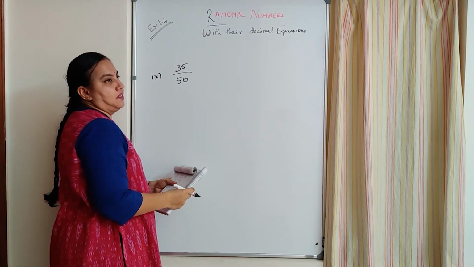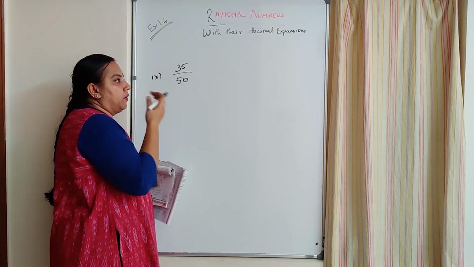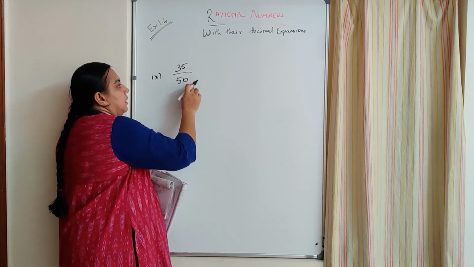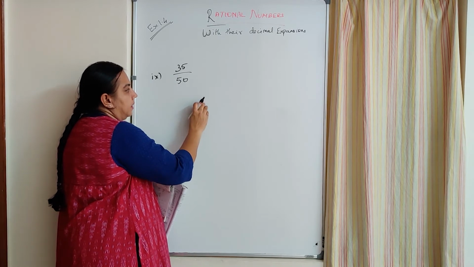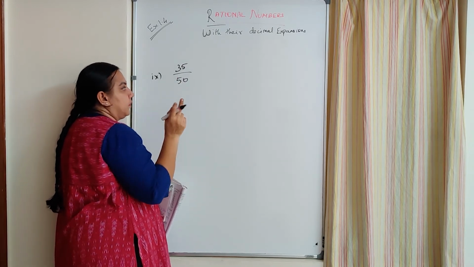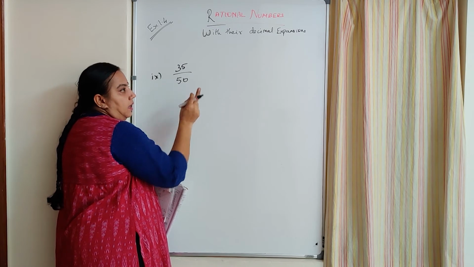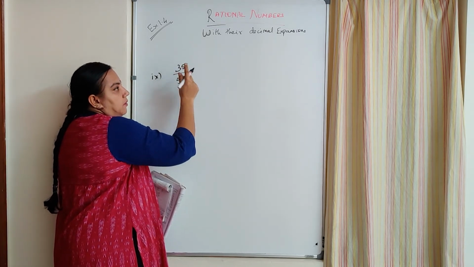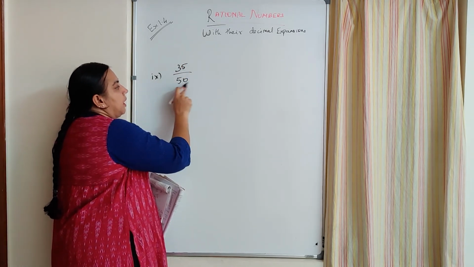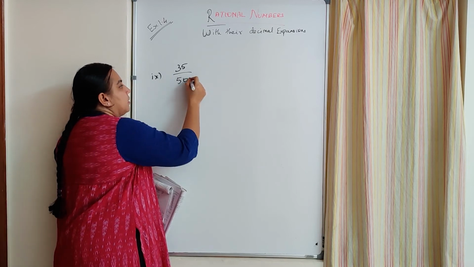This is the last sum. By now everyone will be very sure and thorough that if the denominator is 10, we keep one decimal point, and if the denominator is 100, we keep the decimal with 2 places, right? So I am going to convert 50 into 100. It's very easy now. So I am doing that method.